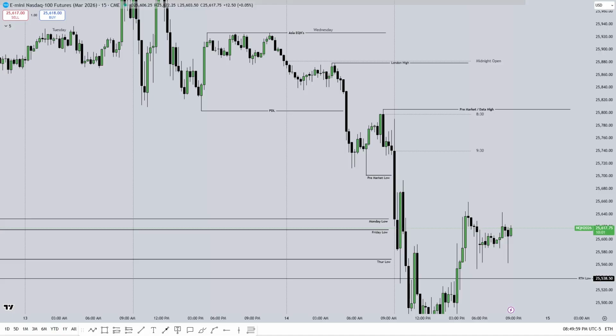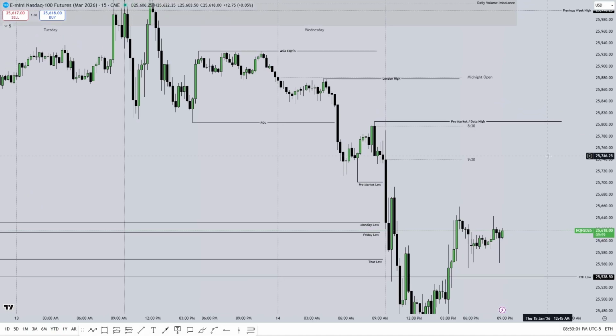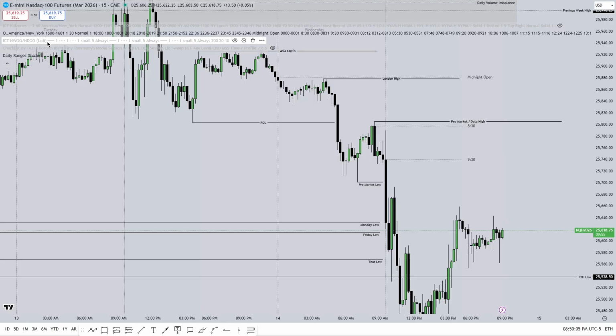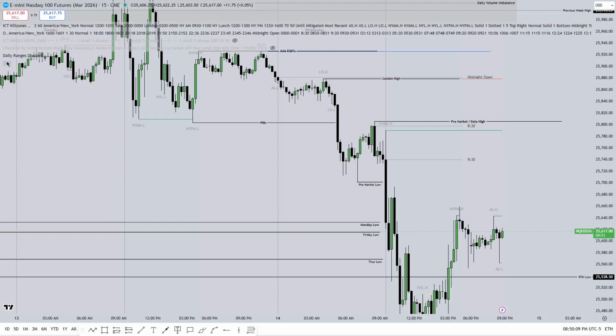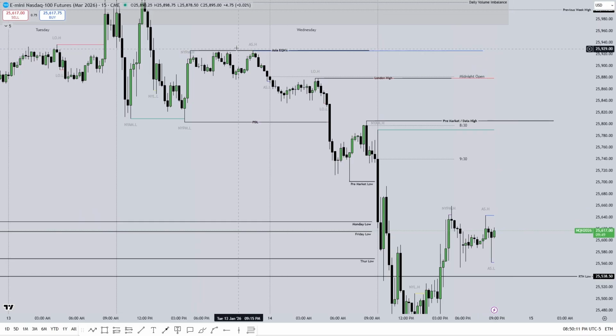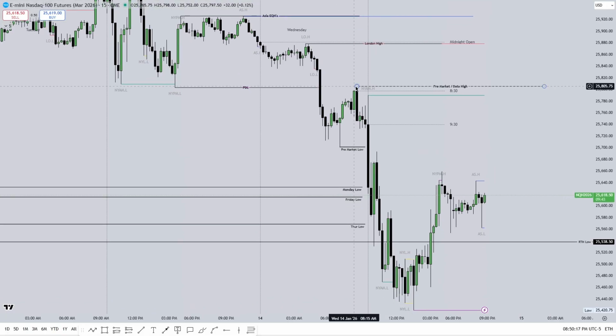But getting into it, 15-minute time frame right here, again, it's what I use to determine my session liquidity. And I use an indicator just to get a really quick overview, just so I can see it very quickly. Asia equal highs up here, London high right here, and my pre-market high was right here. So this is your pre-market high.